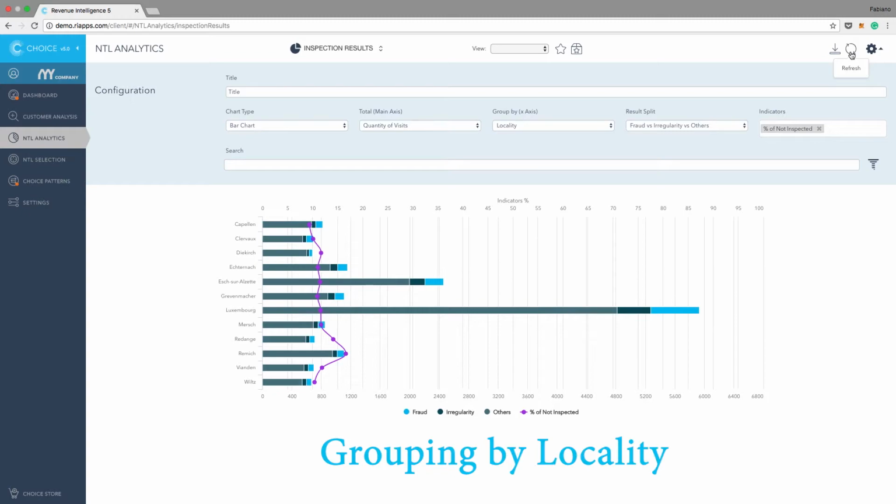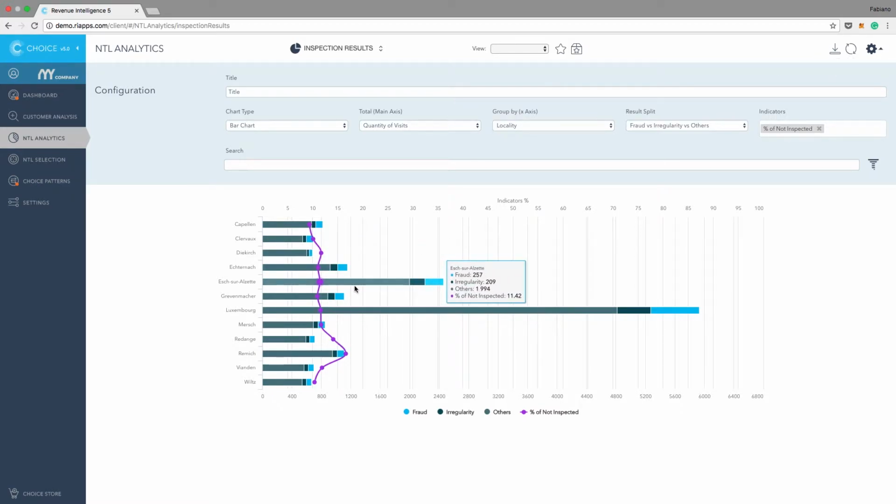So we are seeing here the percentage of non-inspected by locality, and we are seeing that there's something happening with Remish. Our non-inspected in Remish is around 16.58, a little bit higher than the others. Vianden, Wiltz, Mersch, all of them are around 11% non-inspected, but in Remish we have 16.58. So something is happening here.